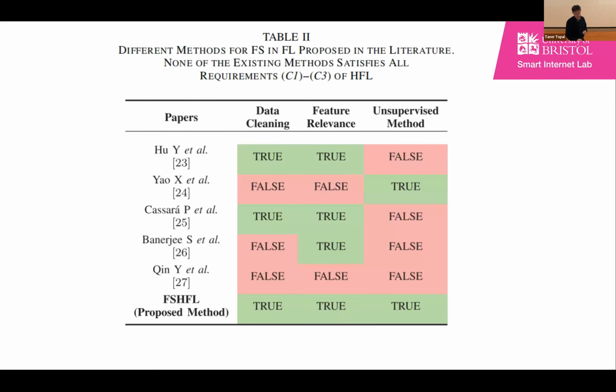So the advantages of our methods is that first we do the data cleaning and get those outlier features. And second, we get the insight of this feature relevance. For example, if this feature is most relevant to every other feature in this data set, this feature is outstanding, and we can pick up this feature as the feature for federated learning. And the last advantage of our work is that we use an unsupervised method.